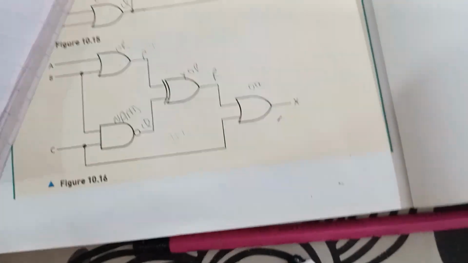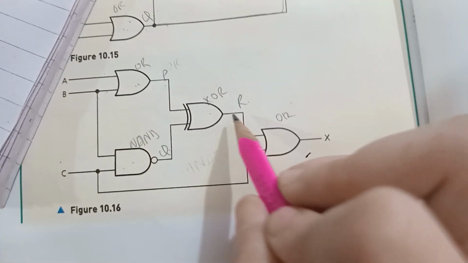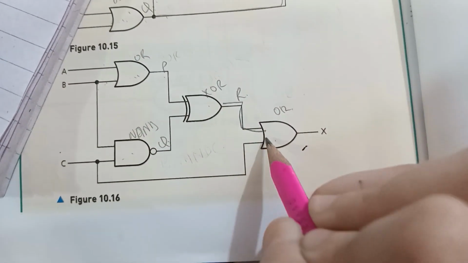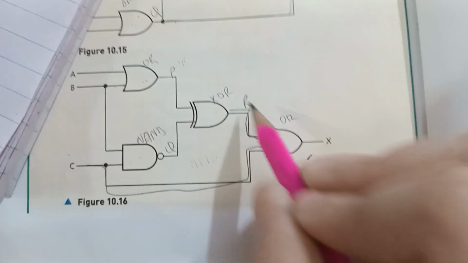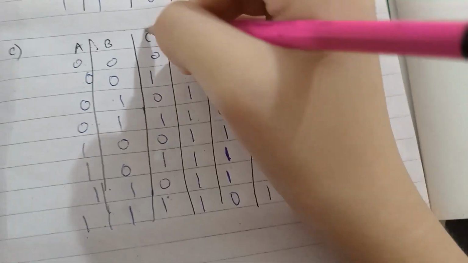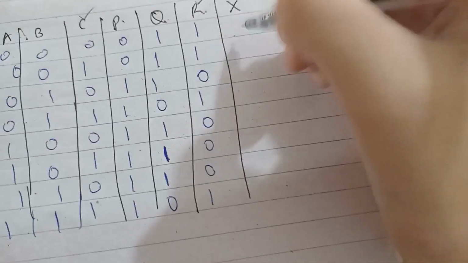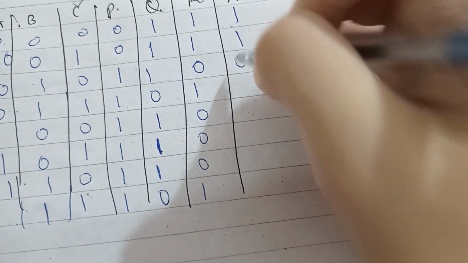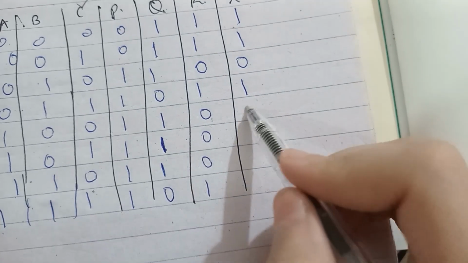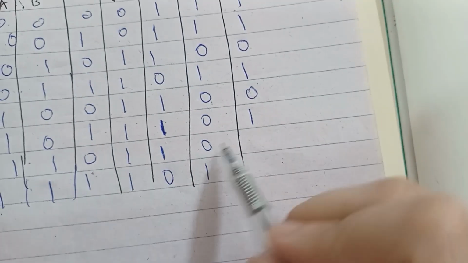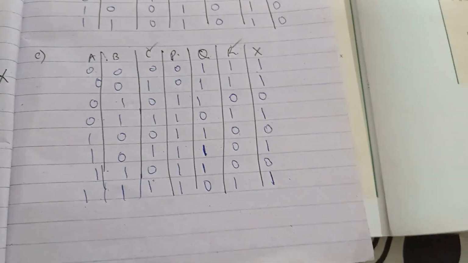After R we have this gate, X, the final gate, the output. So what are the inputs to this OR gate? We have this R, and then let's trace back. This is C. R and C are the inputs to the OR gate. So for R and C, here we have 1, 1, 0, 1. With at least one 1, we'll write 1, then 0, and then 1. So this is the answer of part C.